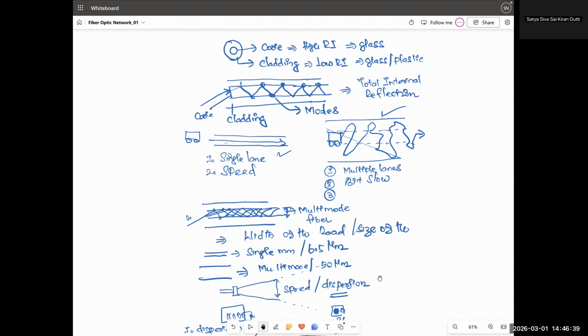Multi-mode was invented first and then single mode. Multi-mode is cheaper compared to single mode. In local room-to-room communication, multi-mode is more than enough, and because of the cost people use it. Otherwise, the excellent, superior performance comes from single mode fibers only.